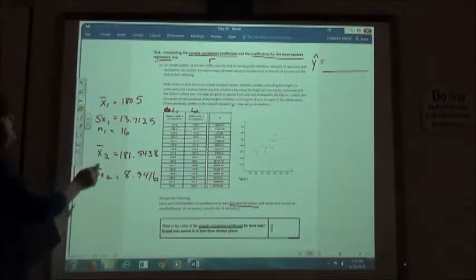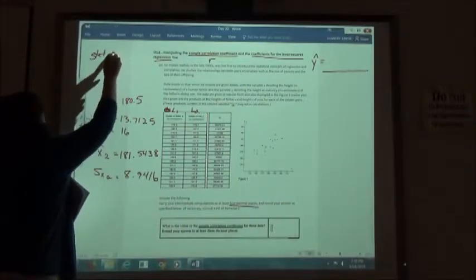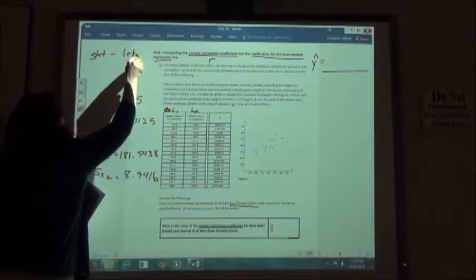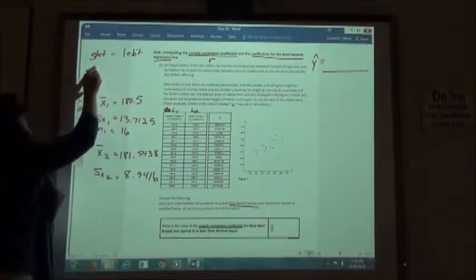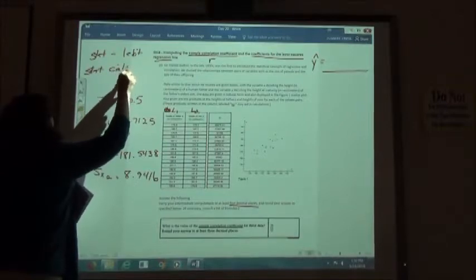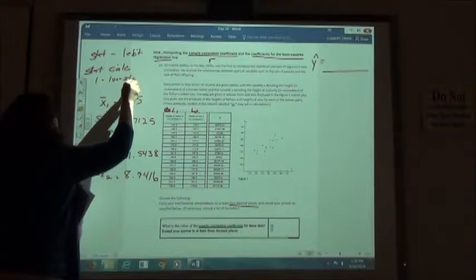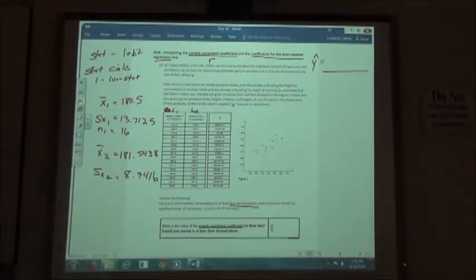We're just going to use the stat, 1 to edit, and then you're going to do stat, and you're going to calculate number 1 for 1 variable statistics on your list. So find that information. We'll need it in our formula.